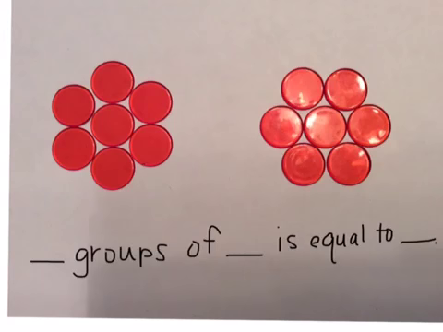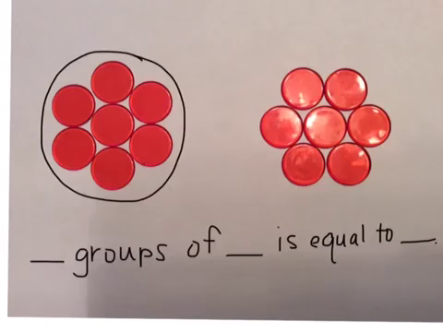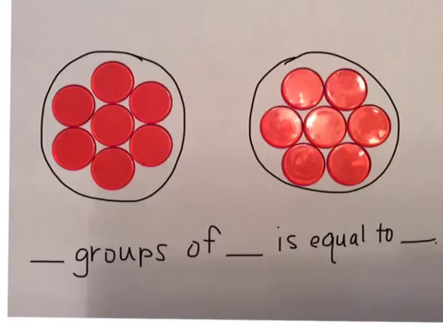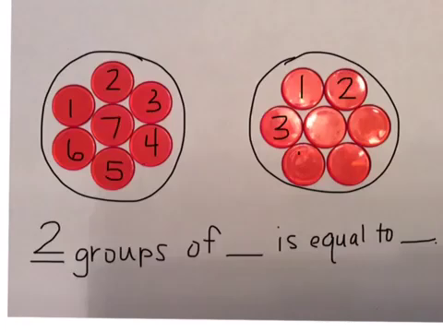Take a look at this picture. How many equal groups do you see? 2. You have 1 here and 1 here. So we have 2 groups of how many in each group? 1, 2, 3, 4, 5, 6, 7 in that group. 1, 2, 3, 4, 5, 6, 7 in that group. So we have two groups where both of them have 7.